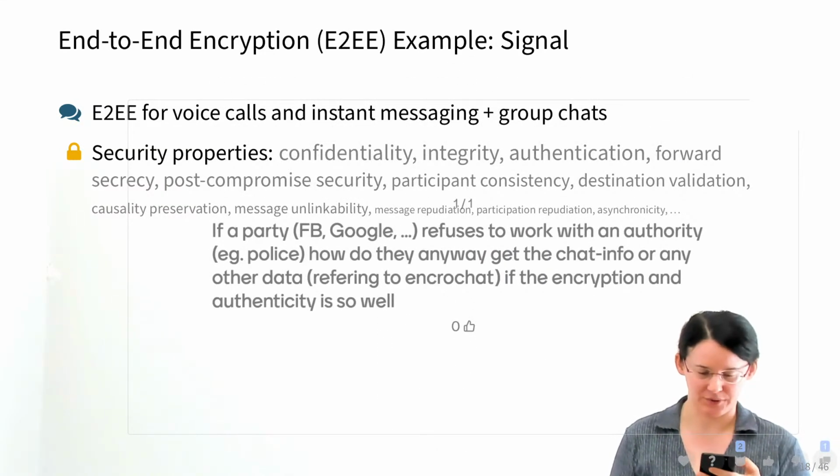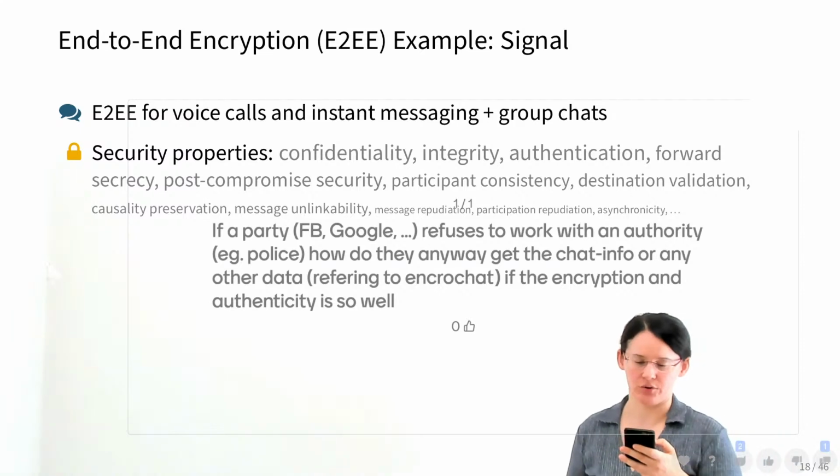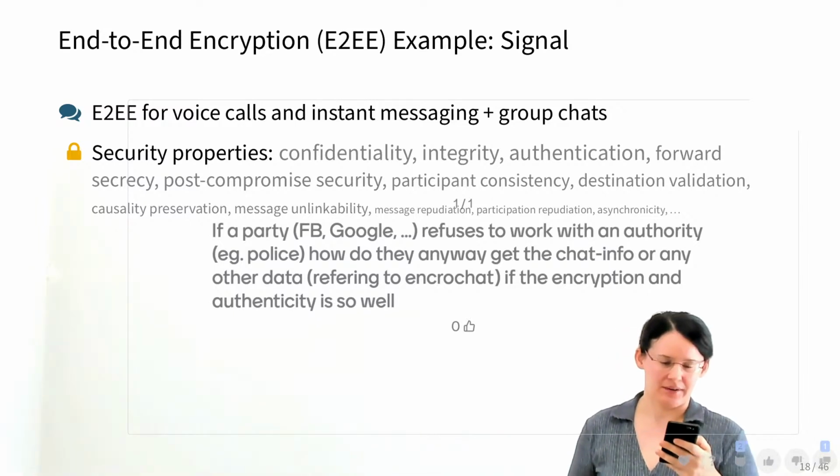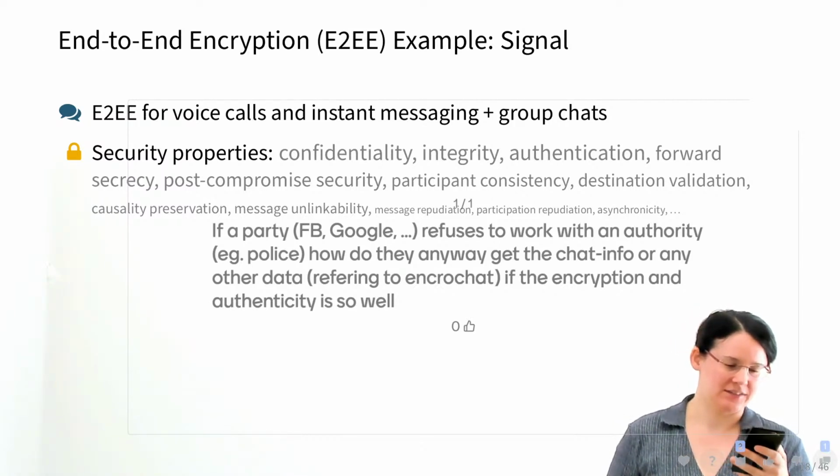So what's the next question? If a party like Facebook or Google refuses to work with an authority like the police, how do they anyway get the chat info or any other data, if the encryption and authenticity is so good?